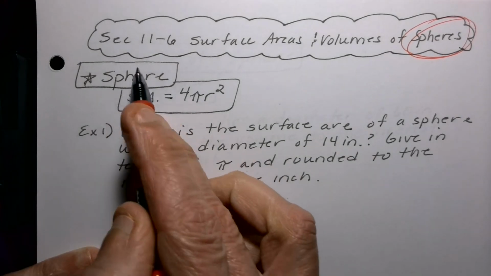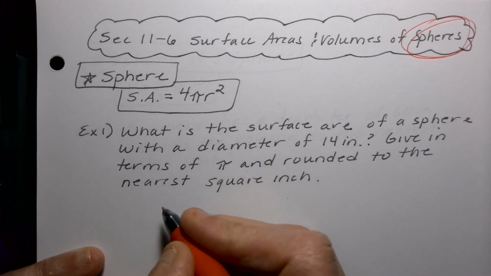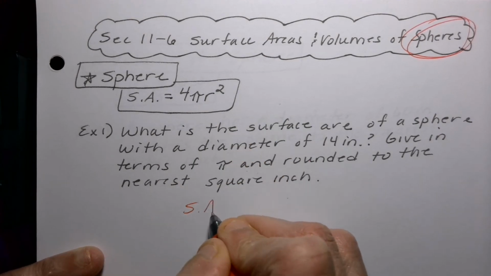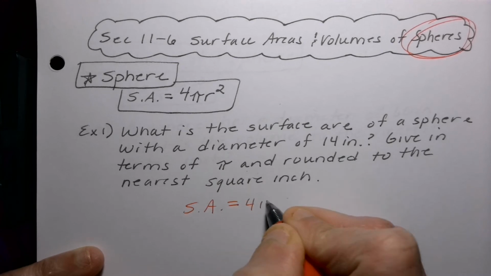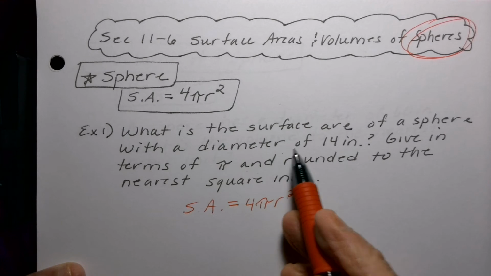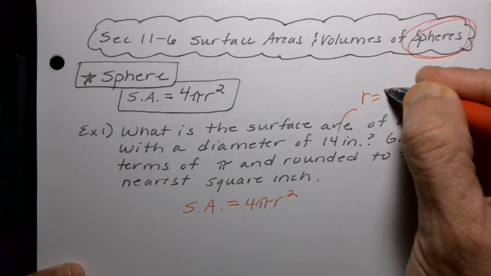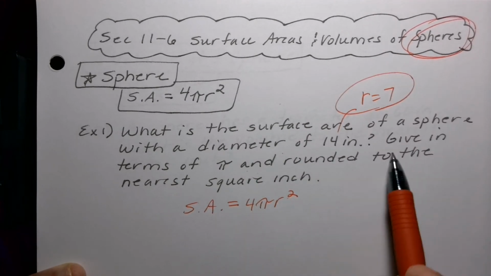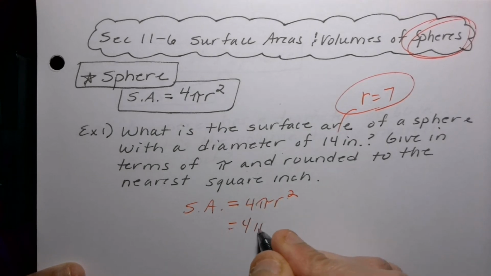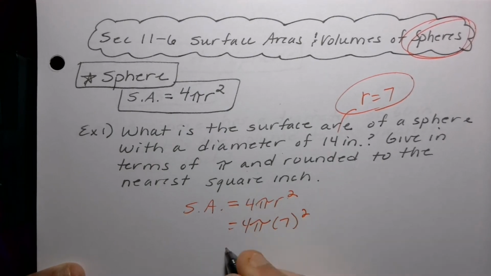Again, you should be adding these to your note card, all these formulas clearly laid out on a nice note card for yourself. So surface area is 4 pi radius squared. And it says, what's the surface area of a sphere with the diameter 14? Okay, so that means the radius is 7. Given in terms of pi and rounded. Okay, fair enough. So we'll put the 7 in there.